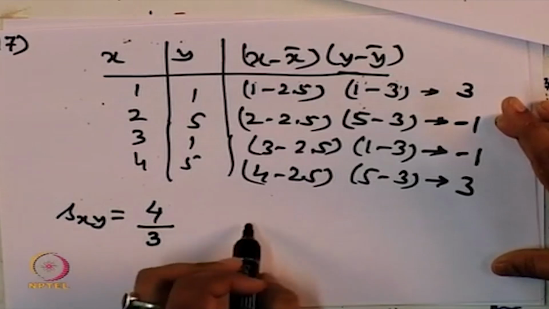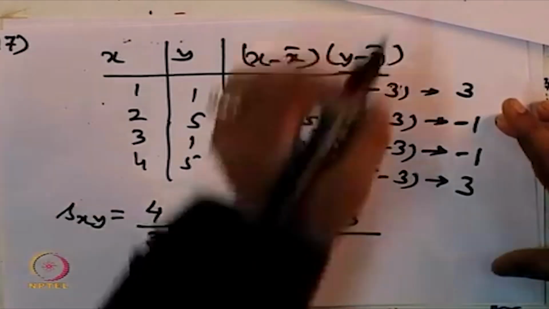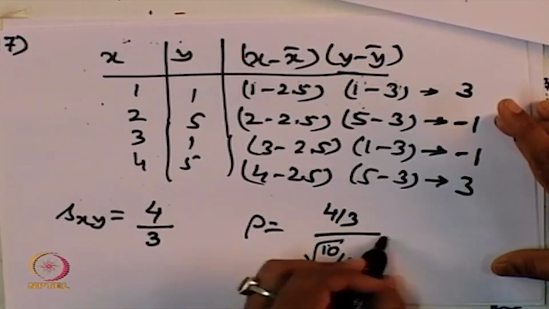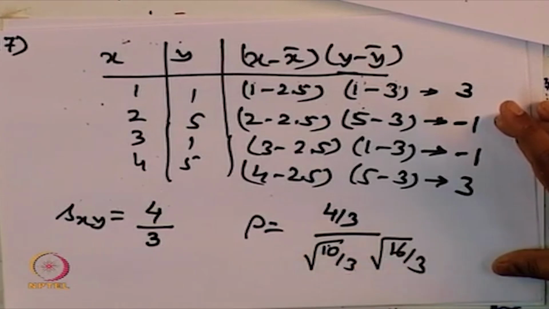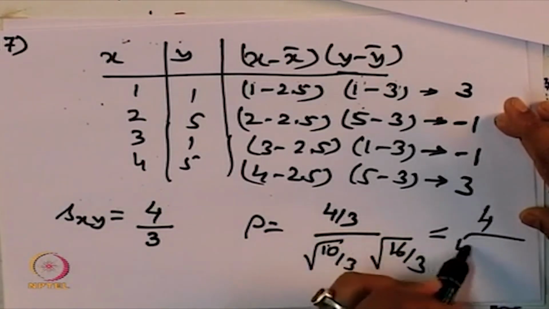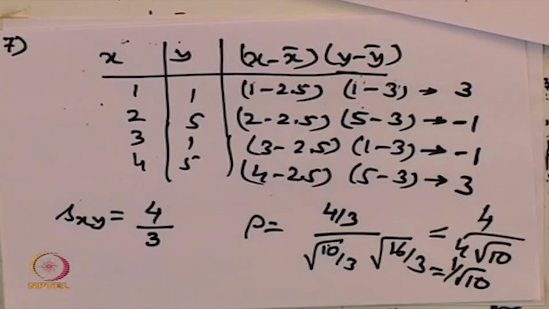Okay. So my rho is nothing but 4 by 3 divided by the root of 10 by 3 into the root of 16 by 3. So I see that the 3 will cancel, and it is 4 by 4 into root 10, which is equal to 1 by root 10. Okay. So I will get a value which is roughly 1 by 3. So you see that this is still positively correlated as per this calculation. It is much lesser than 1, but it is still positive.